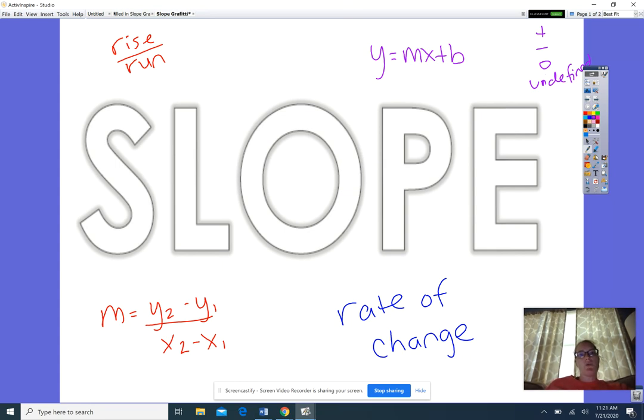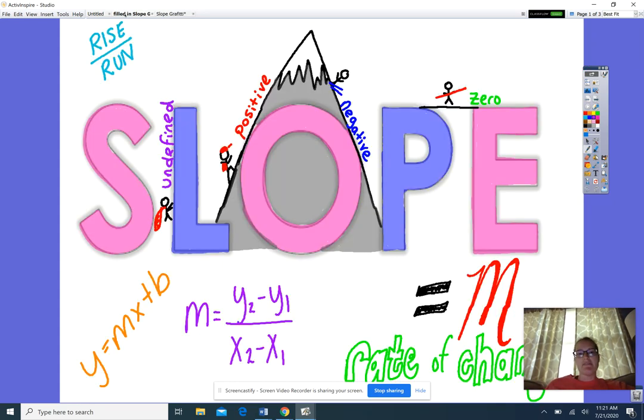So let me show you the one that I have filled in, and you don't have to make yours just like mine. You can make them whatever way you like, but here is a completely filled out one. So I've got my little guy going up the L, showing that it's undefined. Remember, you can't travel up a vertical line, so that's why it's undefined.